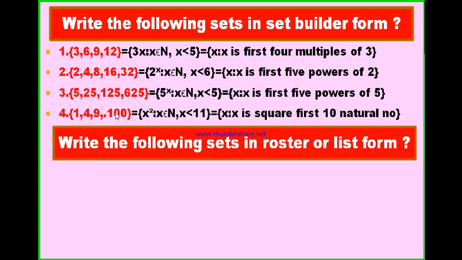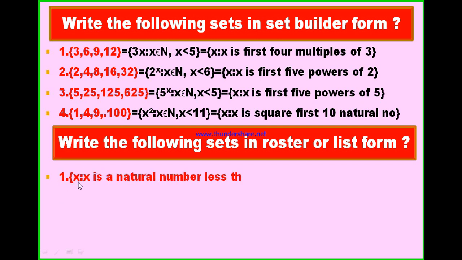We change this roster form into rule form, or it is also called set builder form. Write the following sets in roster form or list form. Now look at the first question. X is such that x is a natural number less than 6. Then what are the natural numbers less than 6? 1, 2, 3, 4 and 5.